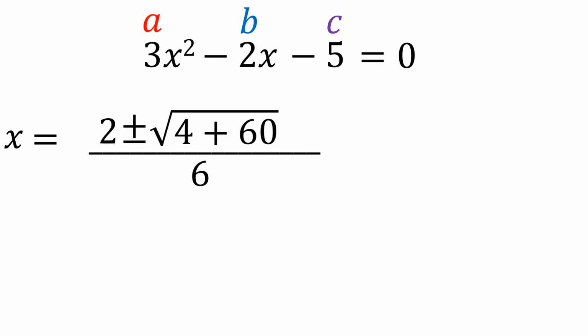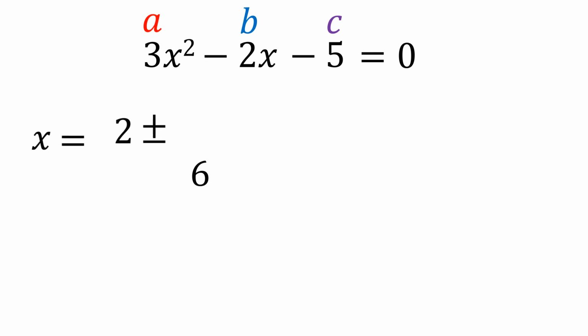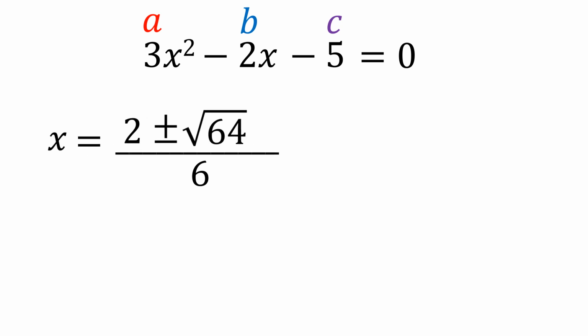It will become 6. Then we'll combine the one inside the square root, which is 4 plus 60. So it will be 64. So we end up with 2 plus minus square root of 64 all over 6. Then we will get the square root of 64, which is 8. So we have 2 plus minus 8 all over 6.